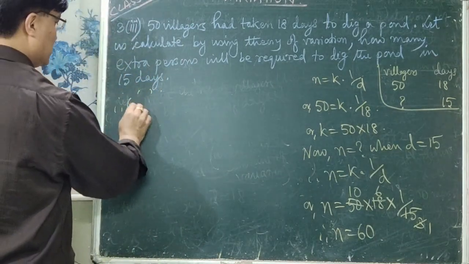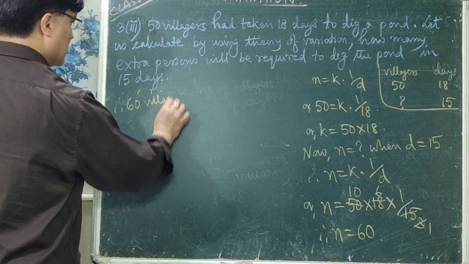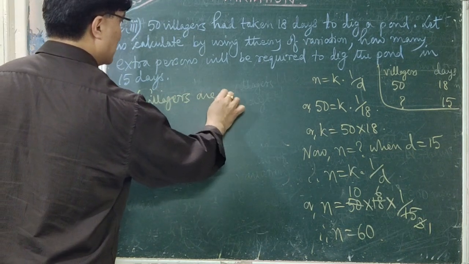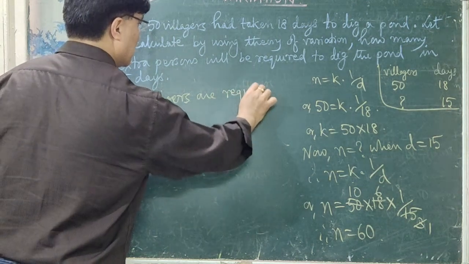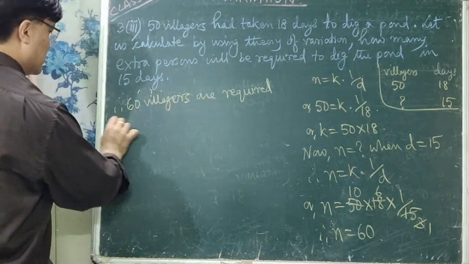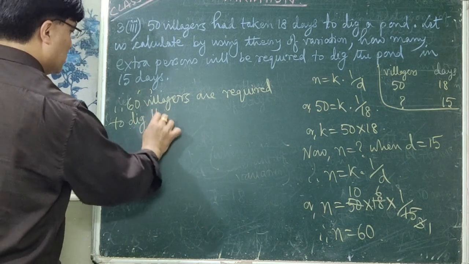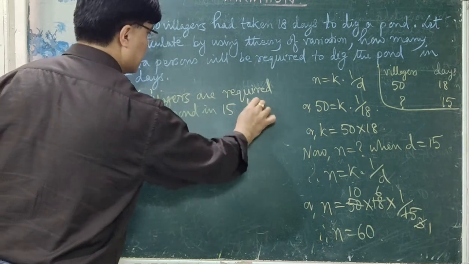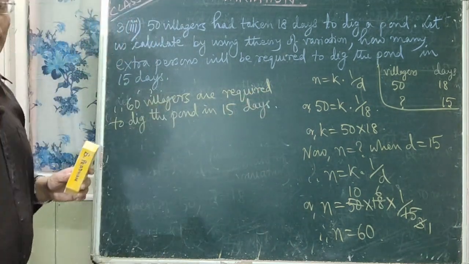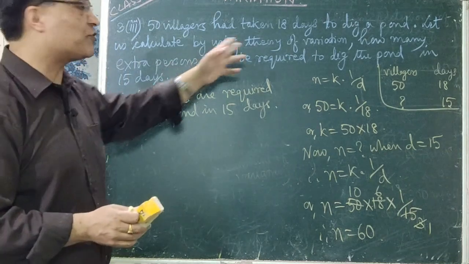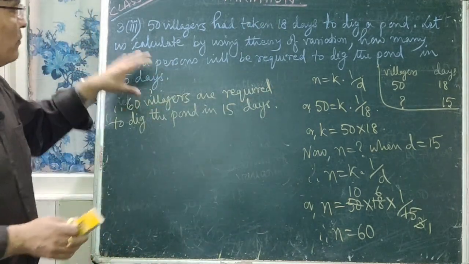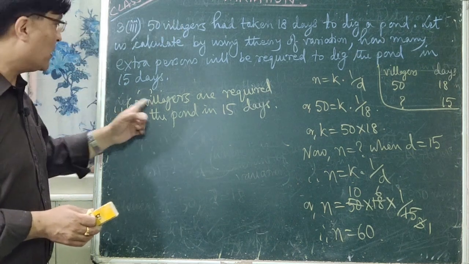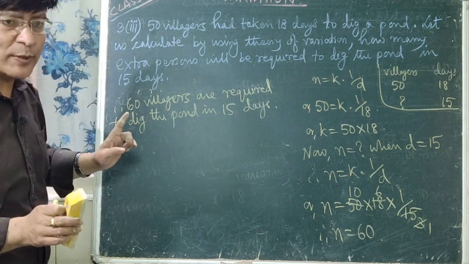So how many extra persons will be required? So therefore write down 60 villagers are required to dig the pond in 15 days. But what is asked in the question? How many extra persons will be required? 50 villagers are already there. Now, new number of villagers is 60. So, how many extra villagers will be required?